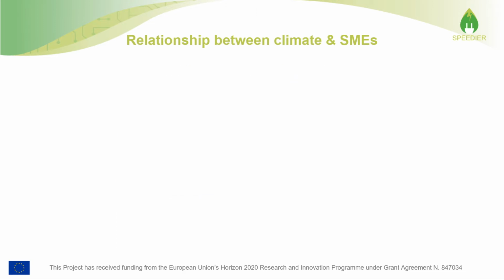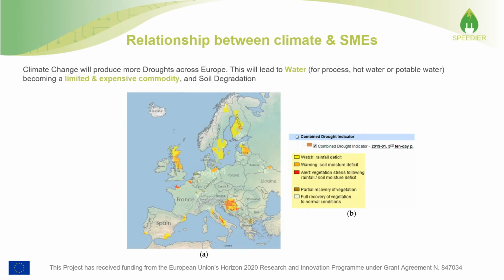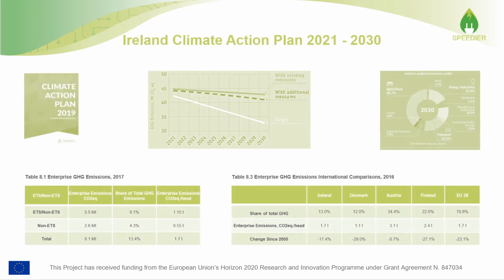Droughts are another factor that will affect SMEs through water shortages and soil degradation. So how do we stop this from happening? The EU 2030 targets of 55% carbon reduction of 1990 levels brought attention to climate change and carbon. In the case of Ireland, a climate action plan was released, which called for 200 different actions.